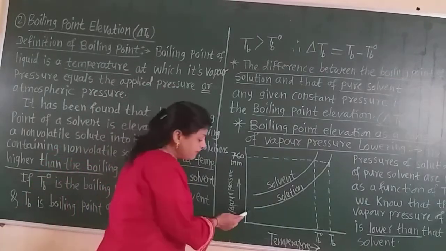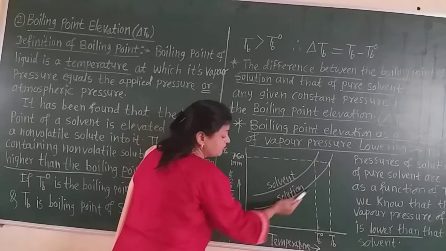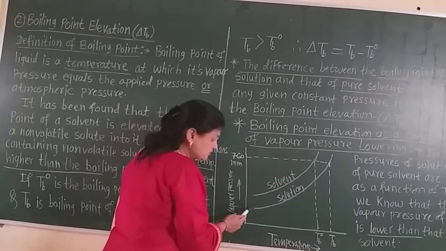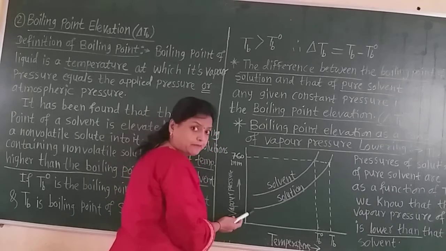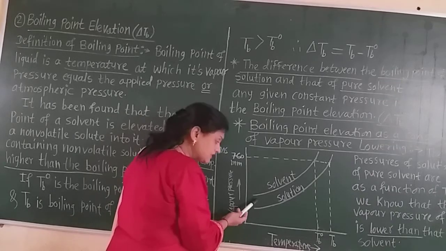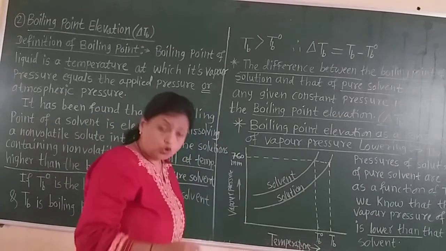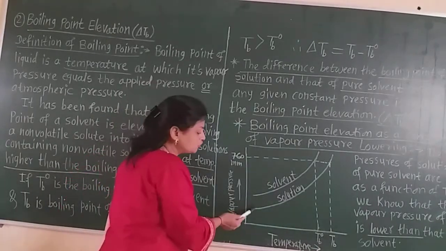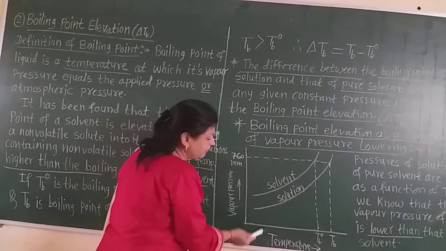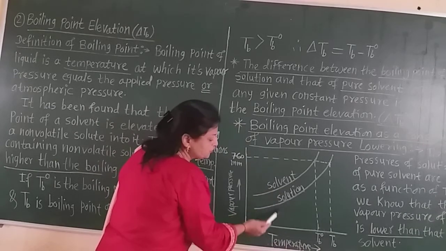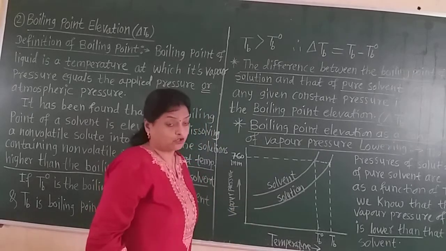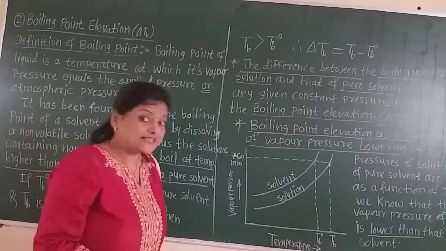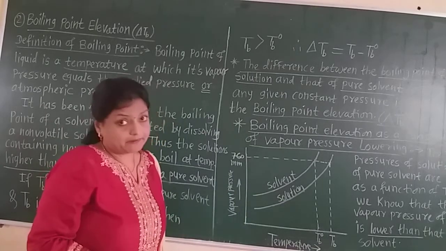Now this is the vapor pressure temperature curve of the solution. The vapor pressure temperature curve of the solution is always on the lower side of that of the solvent, because we know that after addition of the solute, the vapor pressure at every temperature of the solution decreases compared to that of the pure solvent. So this curve is always to the lower side of the vapor pressure temperature curve of the solvent.